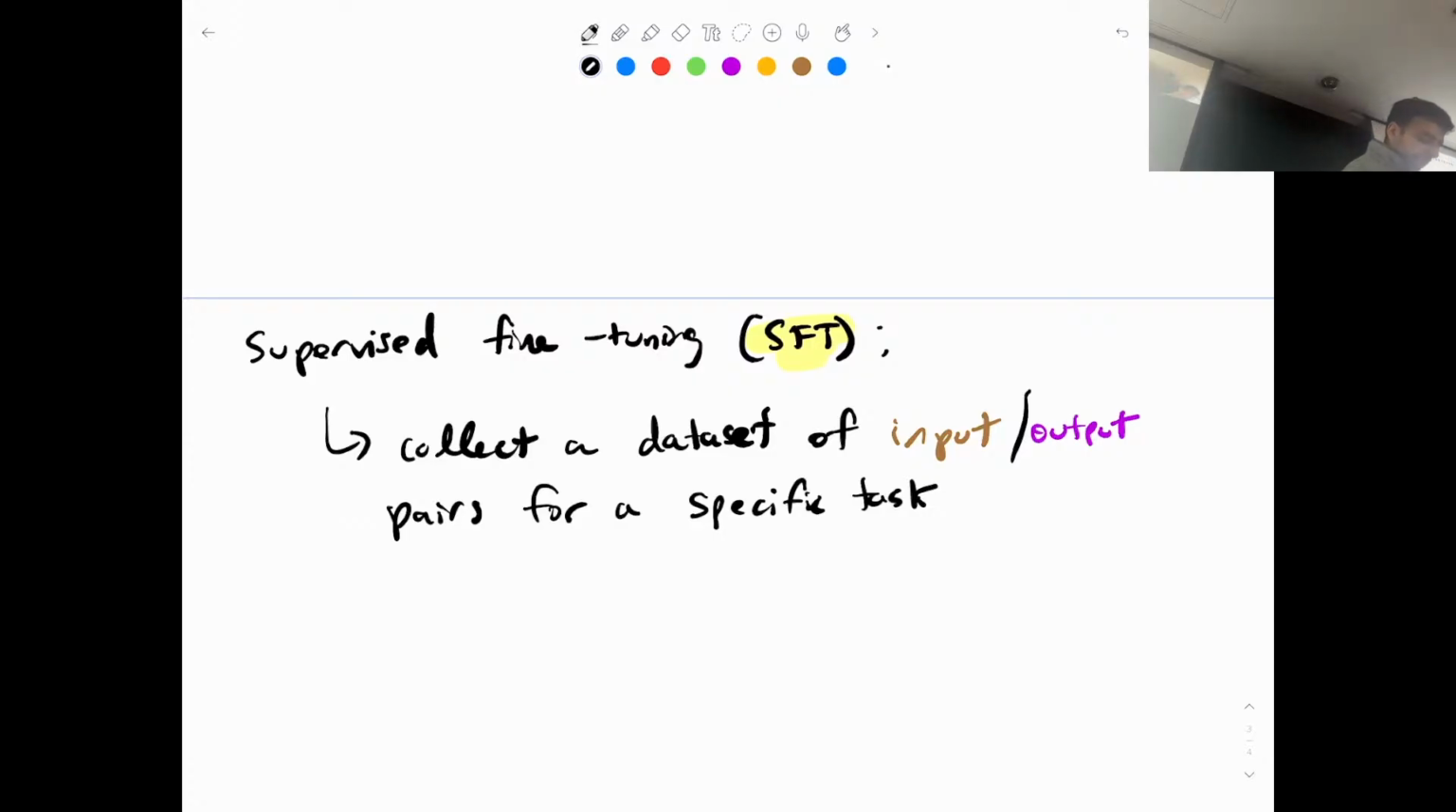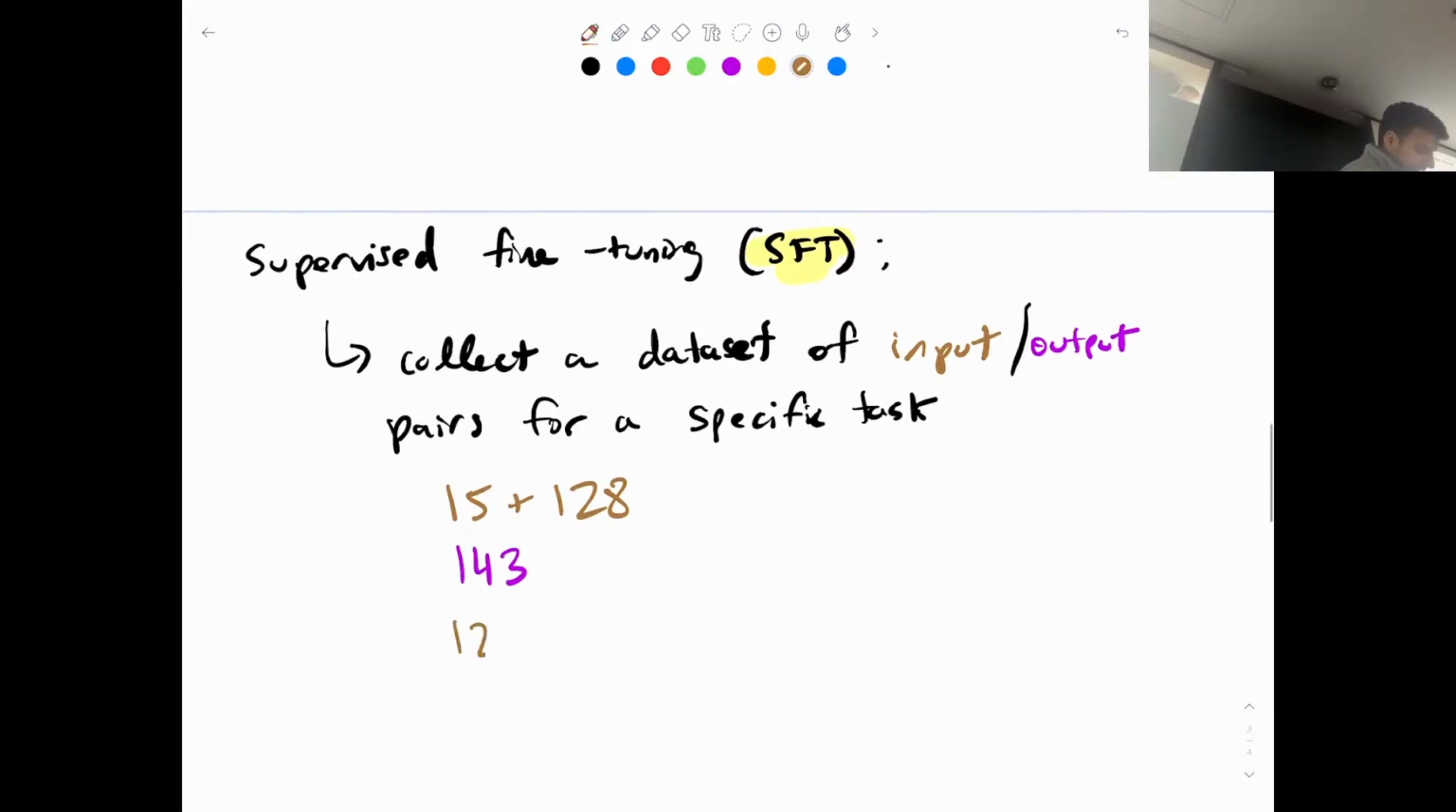So let's say maybe we only care about adding numbers up to 4 digits in length. So maybe I would collect a dataset that looks something like this, where this is my input, this is my output. I could collect or create millions of examples like this and just fine-tune my model, and then hopefully at some point it will have learned this task.